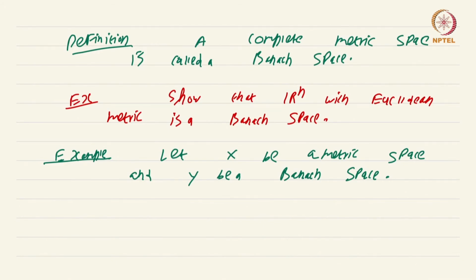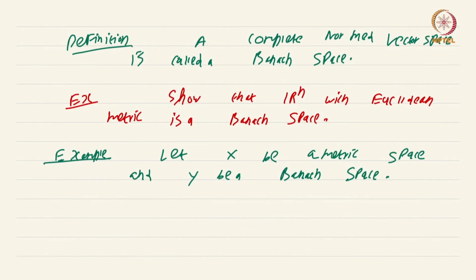Okay. Just one moment. I made one mistake here. A complete normed vector space is called a Banach space. I wrote metric space, but it's actually a normed vector space. What this means is that you look at the metric space coming from the norm, and that metric space should be complete. That's what a complete normed vector space means. Okay, sorry about this. Please make that correction.